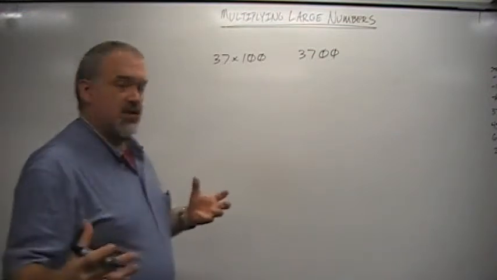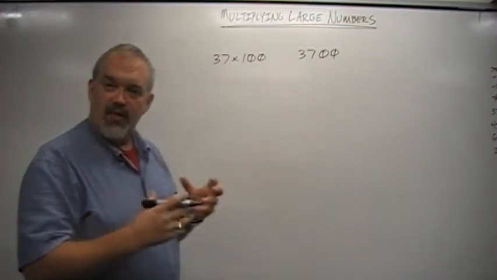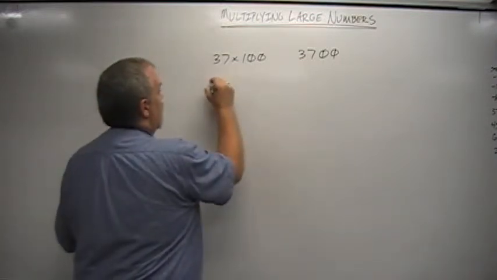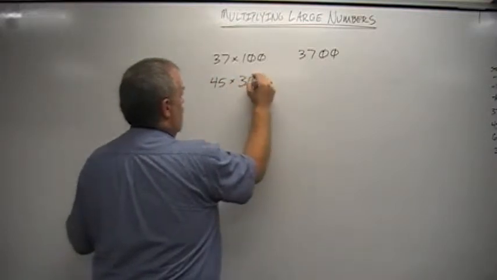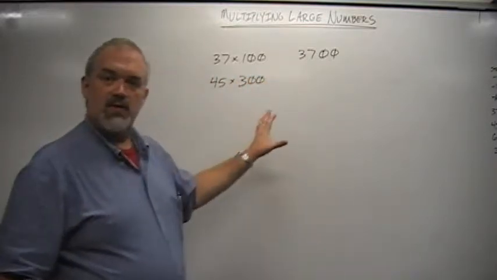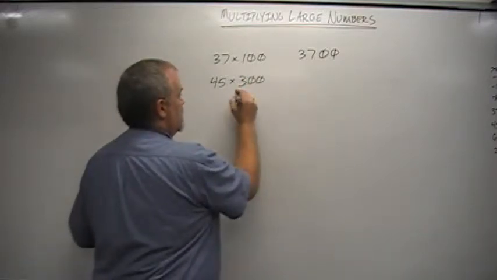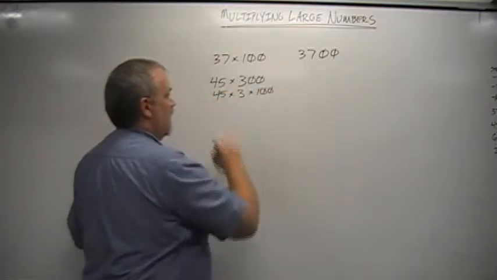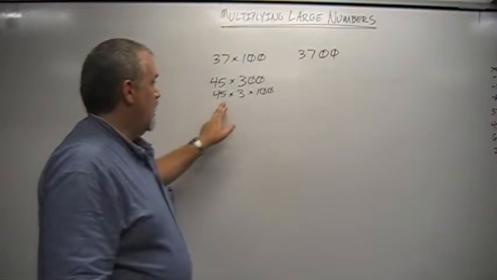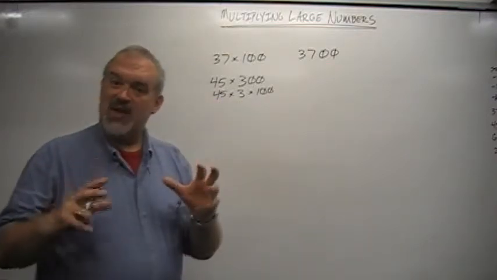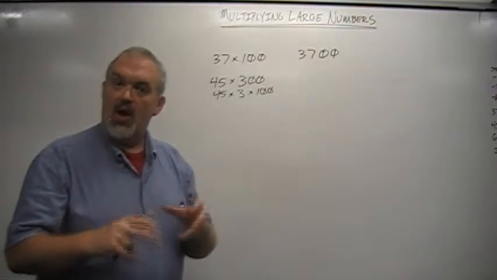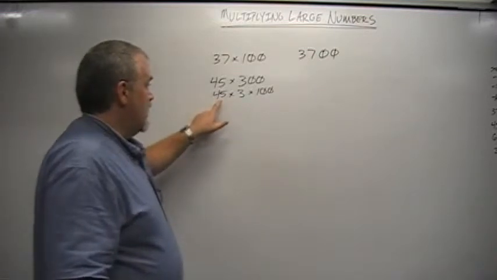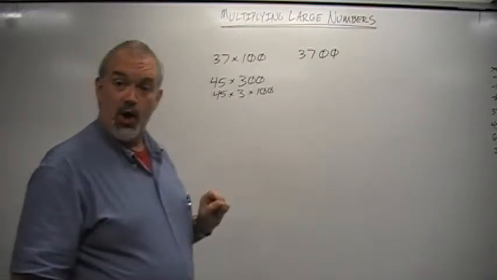Now, similar to that are numbers that are, say, a 3 or a 4 or a 5 or something with some zeros after. So, for example, let's say 45 times 300. Now, it's helpful for us to realize that 300 is just 3 times 100. And so then we're going to do 45 times 3. That might be something you need to multiply in an algorithm to be able to get it. Or there are some strategies, which we've talked about before, mental strategies. But we should be able to recognize that 45 times 3 is 135.